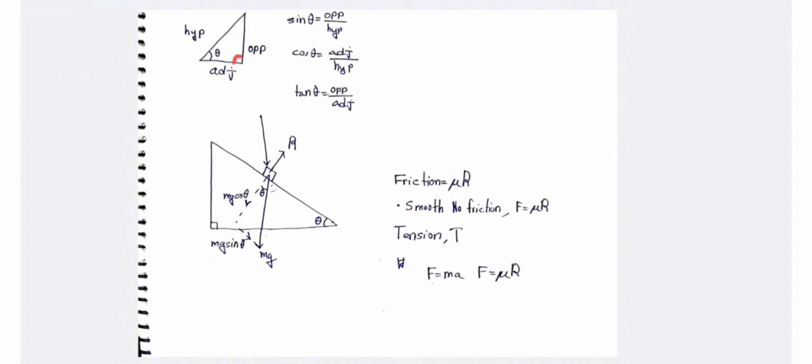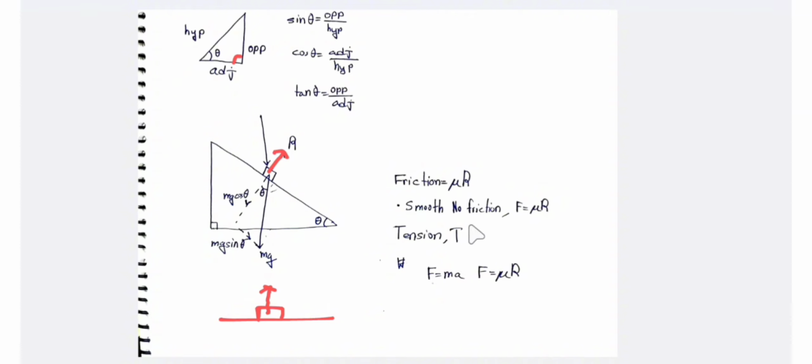And what is the normal reaction force? Let's suppose this is the object and this is the normal reaction force by the surface, so this is R. The normal reaction force is exerted by the surface and is perpendicular to the object. This force is acting like this. So this is the normal reaction force. Similarly, this is the normal reaction force.